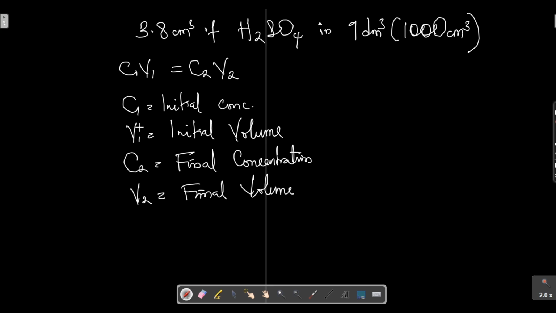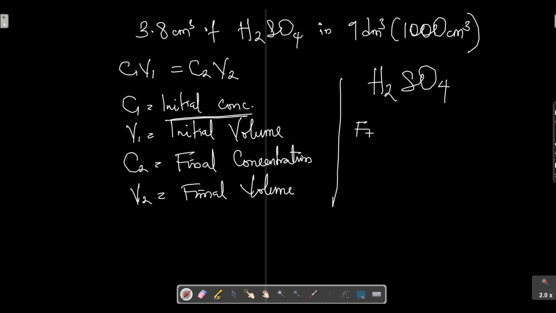Now, where most students especially find it difficult is getting the initial concentration. How do you get the initial concentration of your stock solution? It's a very simple thing. For you to do that, you must know three things. Take note. We want to calculate the initial concentration of tetraoxosulphate 6 acid. First, you must know the formula weight.